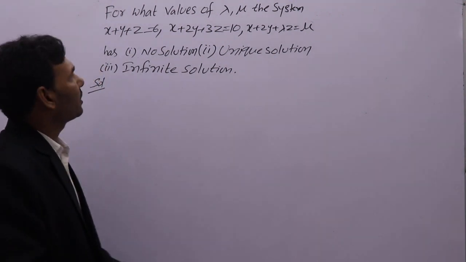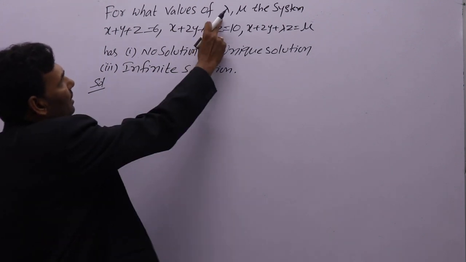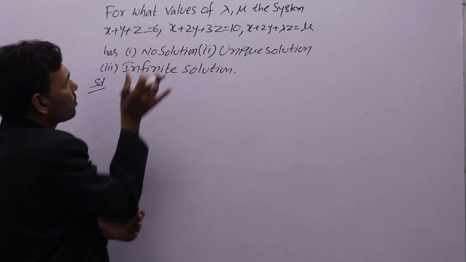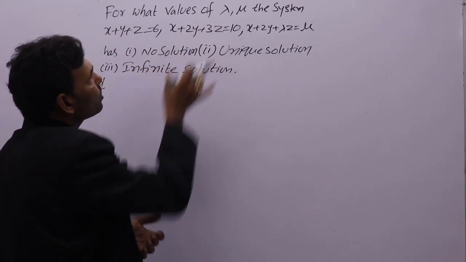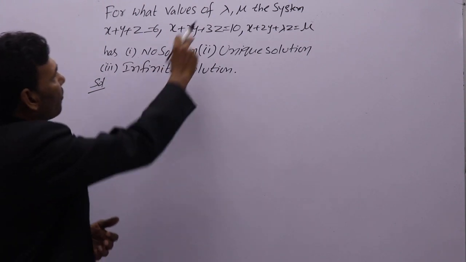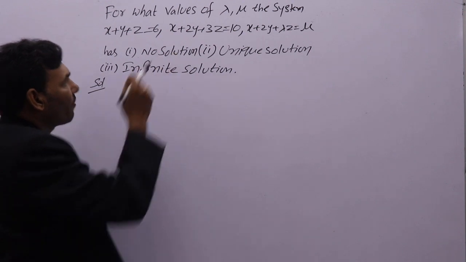Okay, next one. This one is different compared to the remaining problems. We need to discuss the values of lambda and mu: for what values this system has no solution, for what values of lambda and mu this system has a unique solution, and for different values of lambda and mu this system has infinite solutions. That solution we need to evaluate.